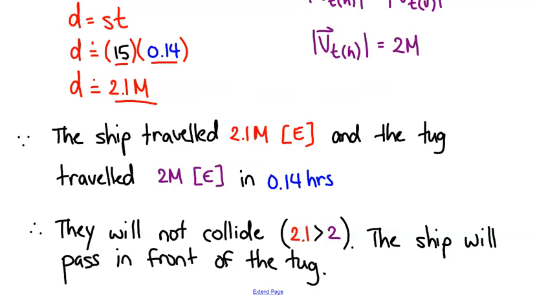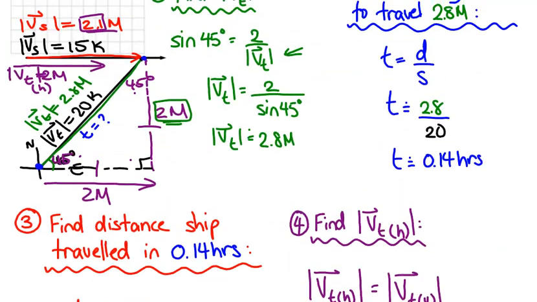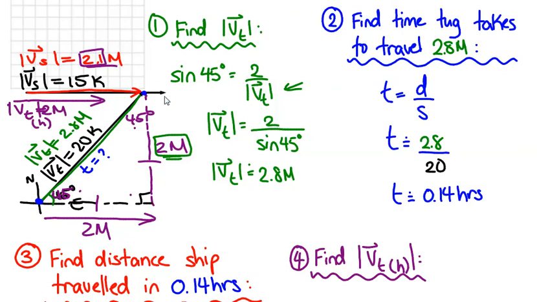And since the ship is the one that traveled farther, 2.1 nautical miles, it's probably going to pass by first and then the tug is going to go behind it. So we see something that looks like, oh God, this is messy. The ship's going to go like this and pass by, and then the tug is then going to pass by afterwards, so it's going to go like this.